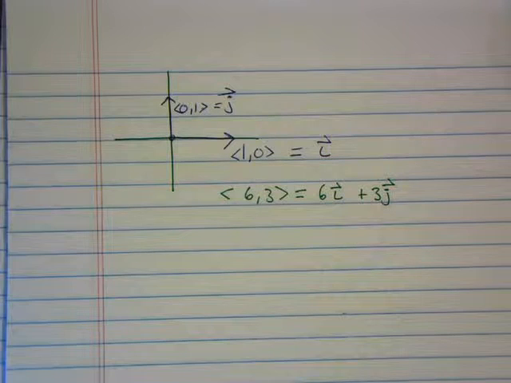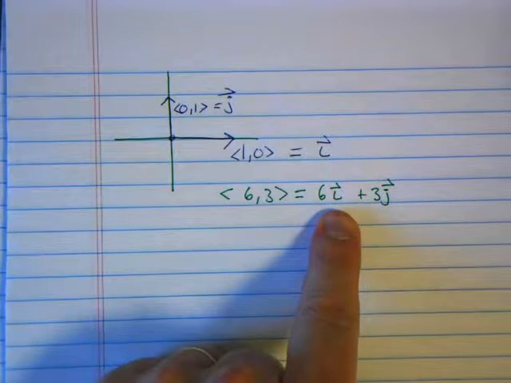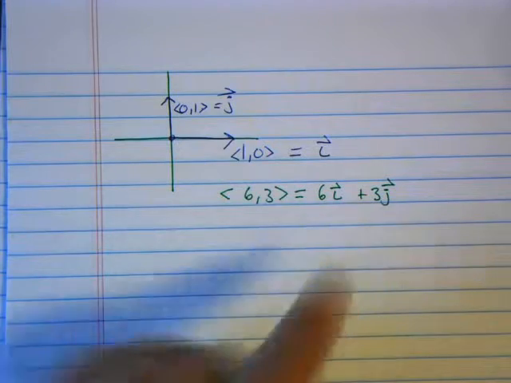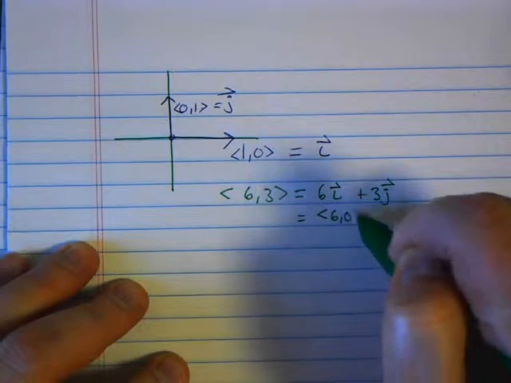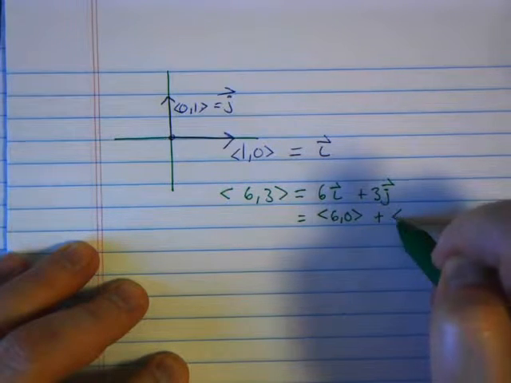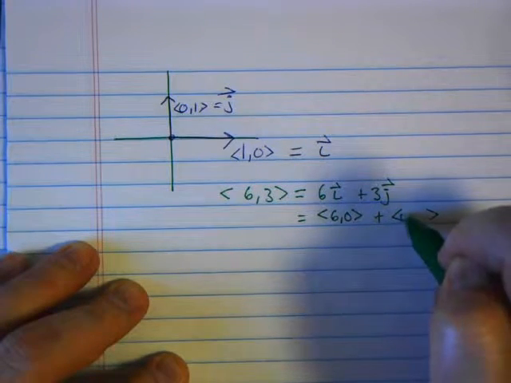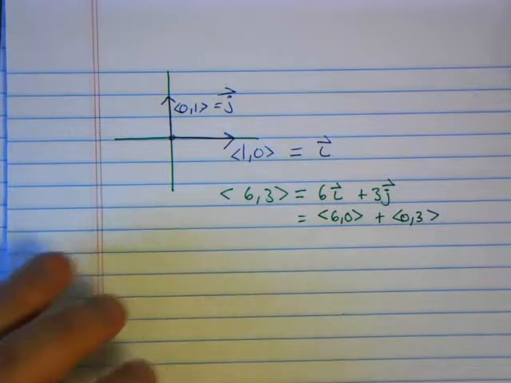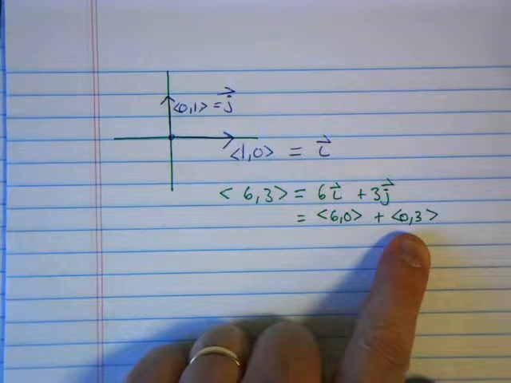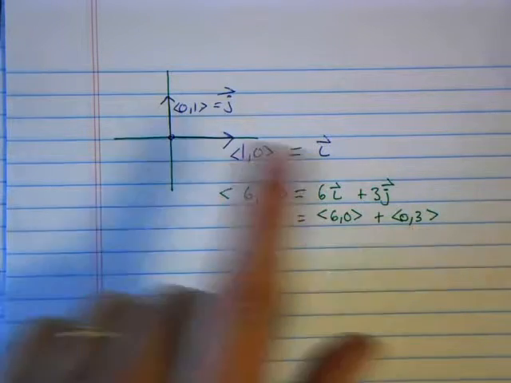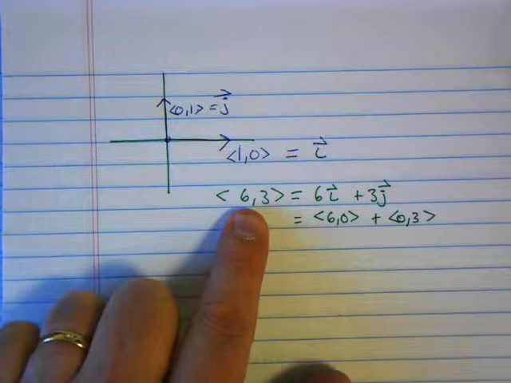Why are those the same? Well, what would 6 times the vector i be? 6, 0. And 3 times the vector j would be 0 comma 3. And then how would you add 6 comma 0 plus 0 comma 3? Add the x's and add the y's and you would get back to 6 comma 3.